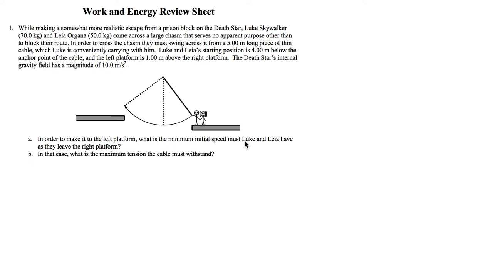Okay, so a revised version of a problem from the Forces in Motion review. We have Luke and Leia swinging from this cable across this chasm of the Death Star. This is not quite the way it happened in the movie, because in the movie the starting and ending platforms were at equal heights, whereas here there's a 1 meter difference. The cable is 5 meters long. Luke and Leia together have a mass of 120 kilograms.